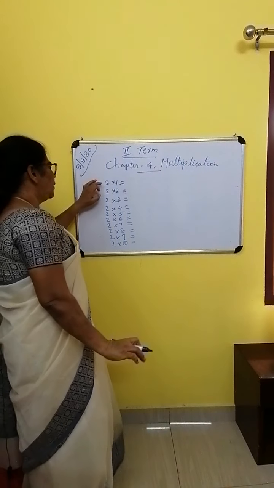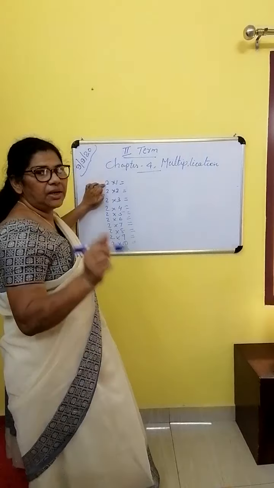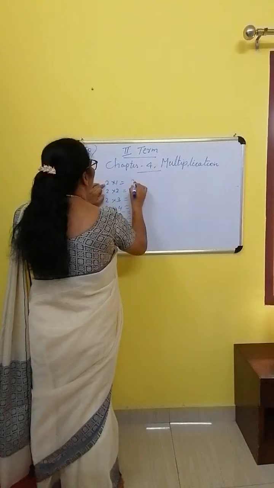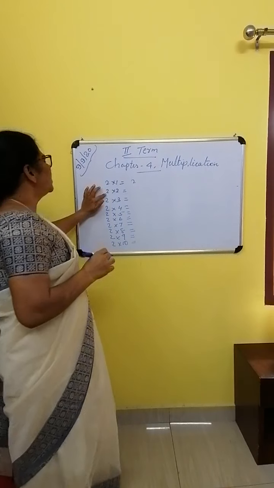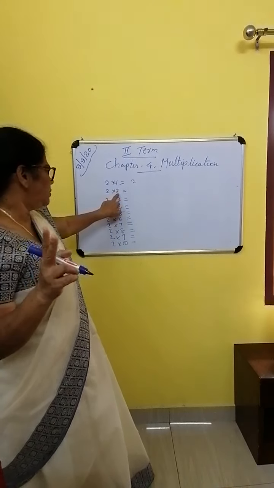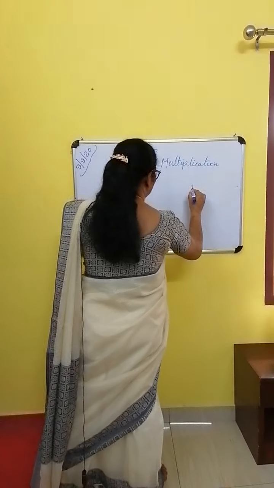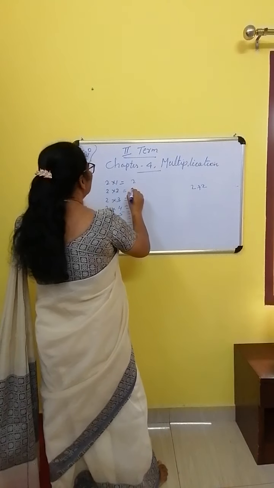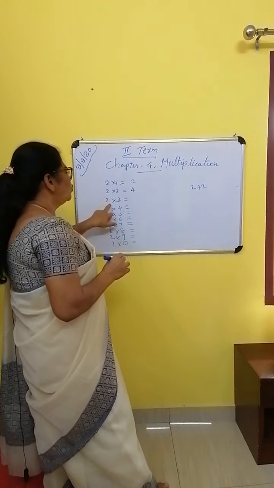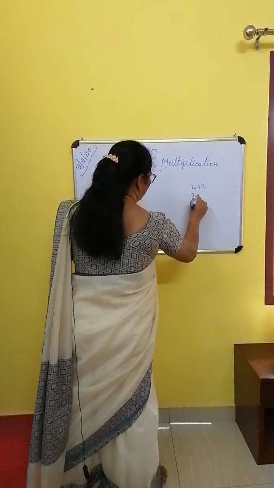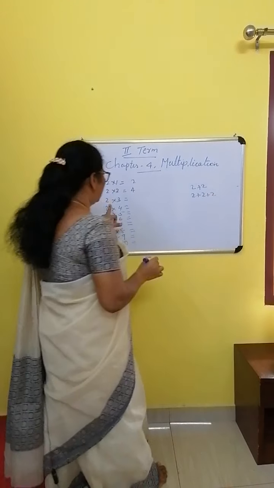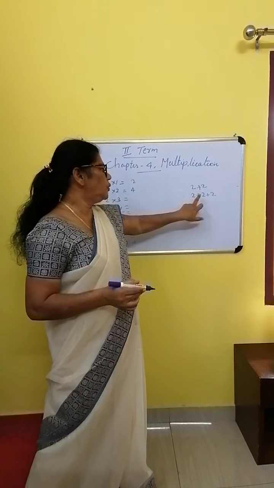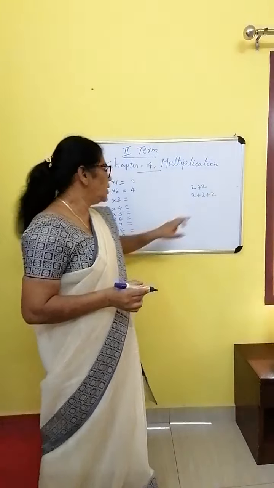Here, how to find out the answer? See, 2 is repeated only one time. So, 2 ones are 2. Here, 2 is repeated how many times? 2 times. 2 plus 2, that is 2 2s. 2 2s are 4. Then 2 is repeated 3 times. 2 plus 2 plus 2, that is 2 3s. 2 1s are 2, 2 2s are 4, 2 3s are 6.